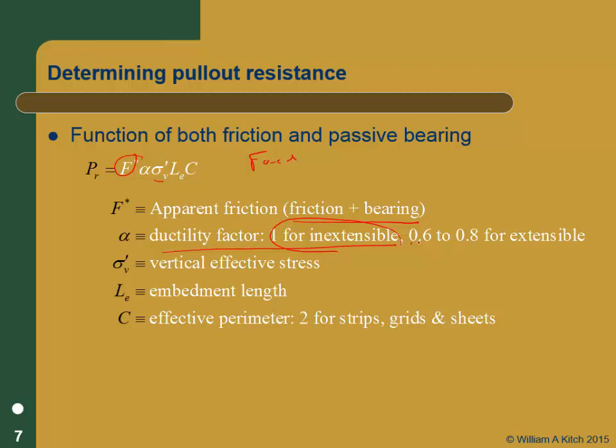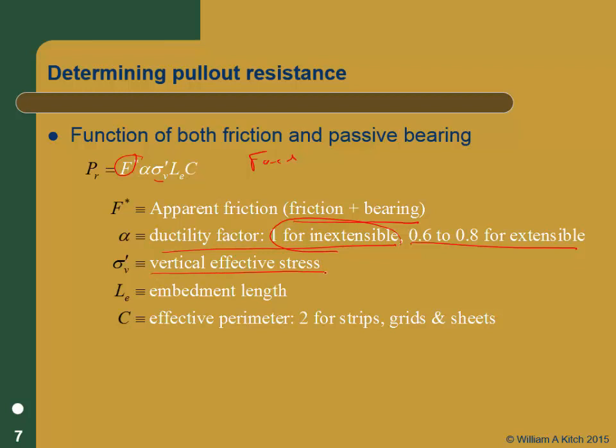And in the cases for extensible reinforcement, we're going to use alphas less than 1, because if we allowed all the load to be transferred into the reinforcement, we'd have so much displacement that it would be unacceptable. So we reduce the pullout capacity. It's really an artificial way to put a displacement limit on a strength limit. So for our structural guys, we're really kind of convoluting ultimate limit states and serviceability limit states, but it's the way it's normally done.